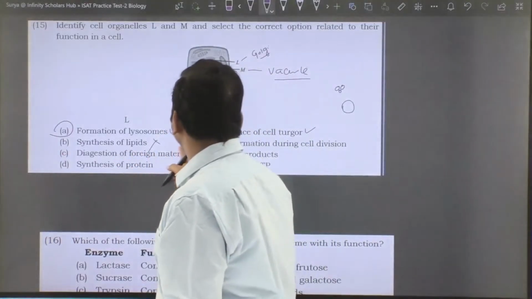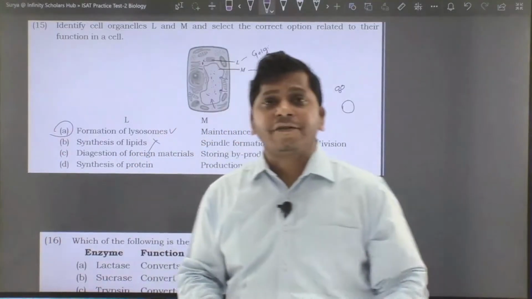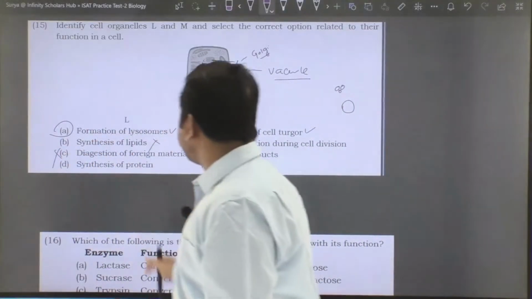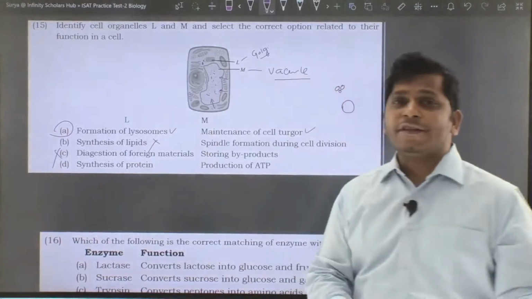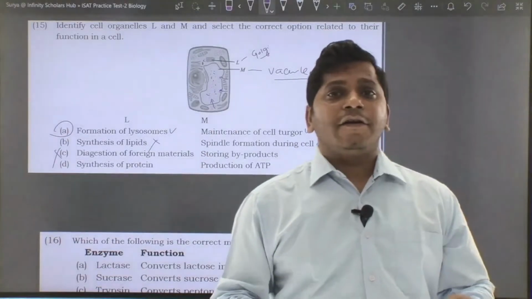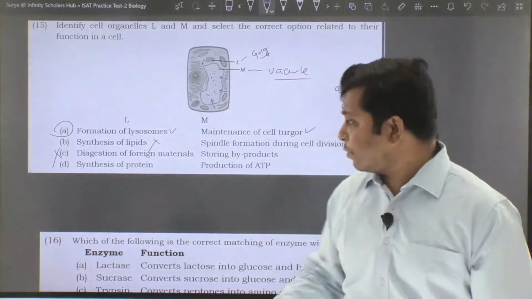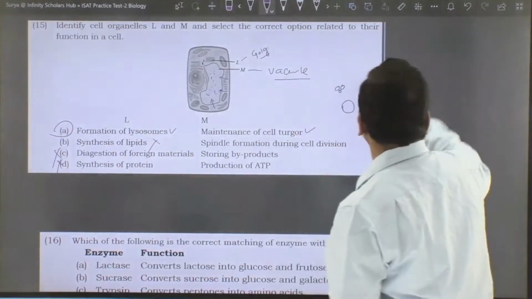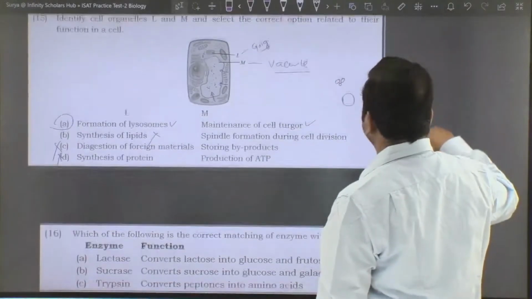Digestion of foreign materials. The digestion of foreign materials happens in the lysosome. So therefore these options are also incorrect. Synthesis of protein. Synthesis of proteins again takes place in the rough endoplasmic reticulum. So this is also incorrect. So the correct option is option A. Let's move ahead to the next question.